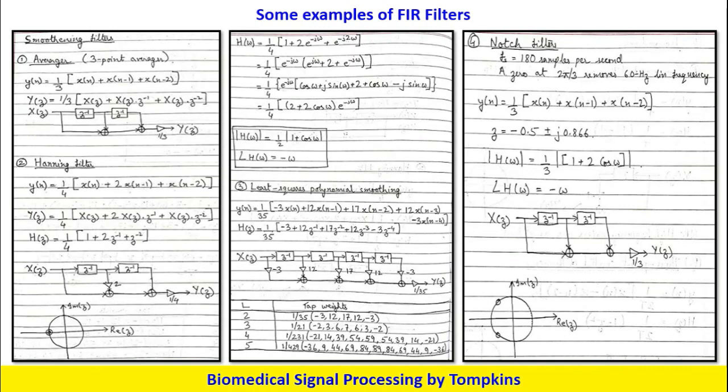Now coming over here, some examples of the FIR filter. I have already talked about the 3-point averager. After doing that, you can just implement the filter, design the filter. Designing we have already discussed previously, and realization we have also already discussed. So I think you will be able to do it. If you are not able to do it, just let us know.